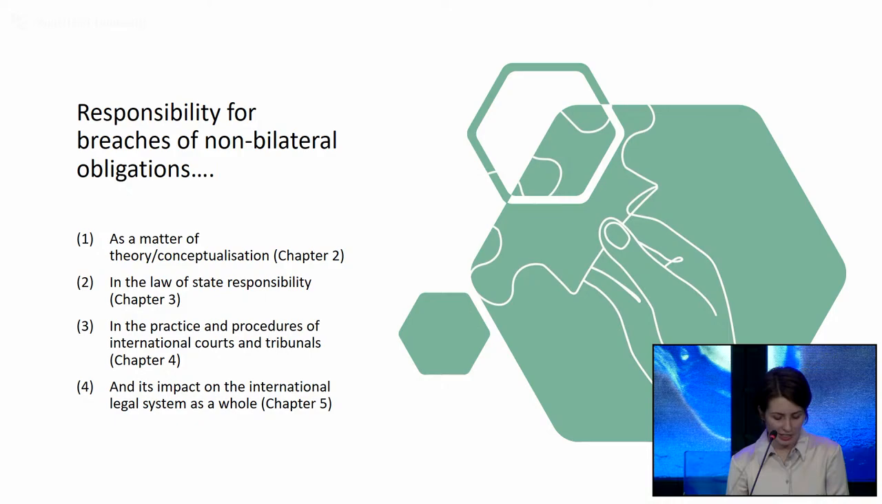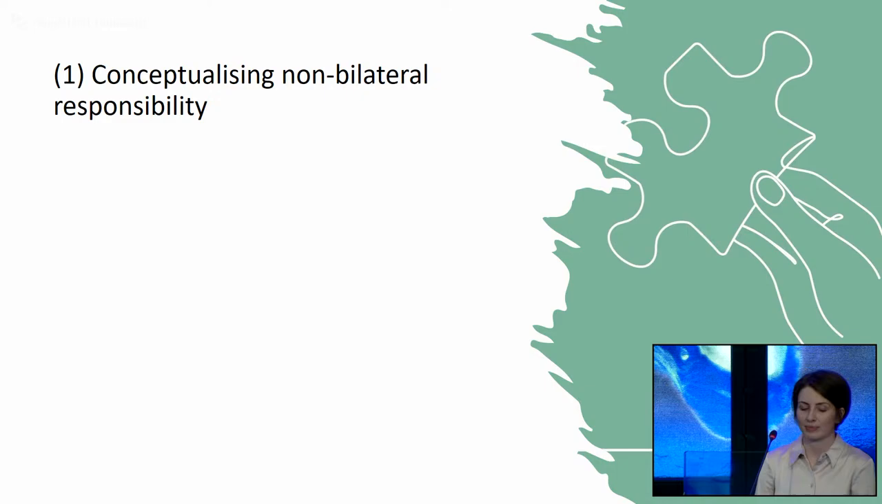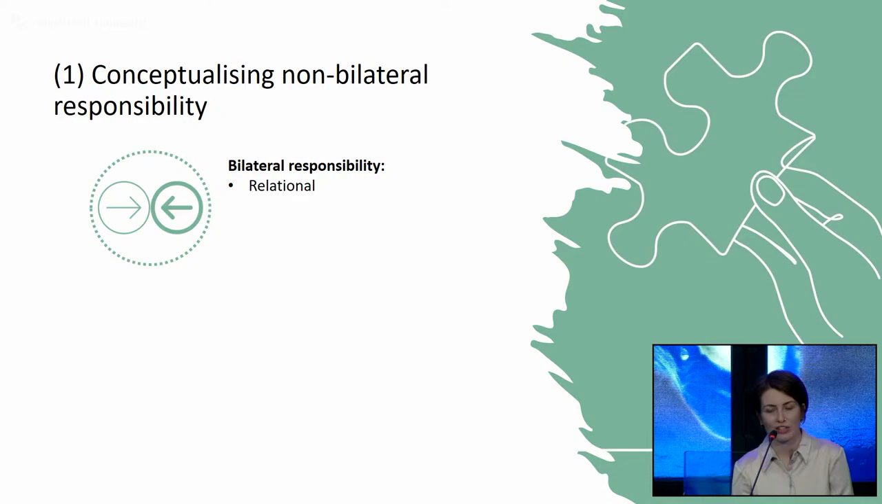So first, how do we conceptualize non-bilateral responsibility? We've just seen that bilateral responsibility is relational. It exists as a relationship between two states. It is subjective in that it exists only as a relationship between those two states. And it is based on injury. So it is based on the injury caused to a state through the violation of an obligation.